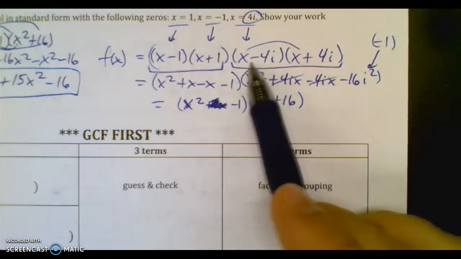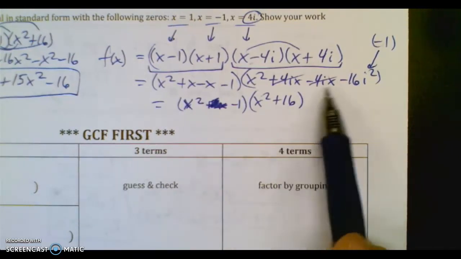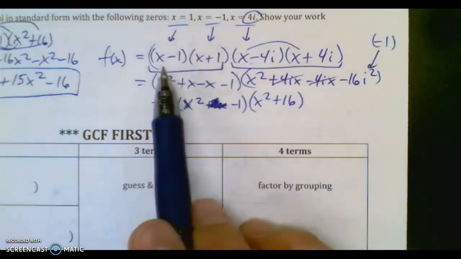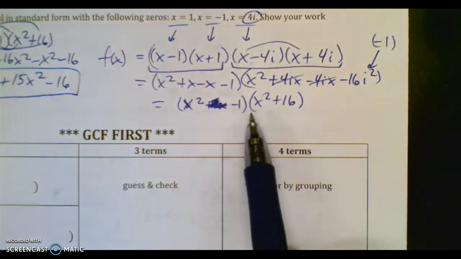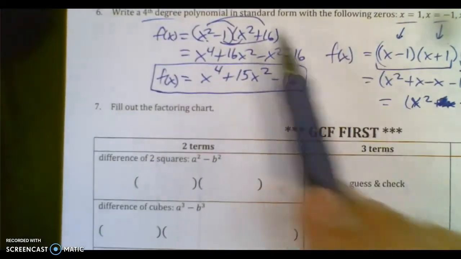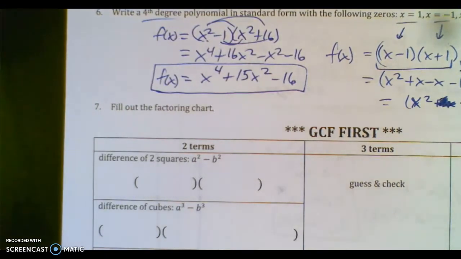Alright, so here's the work. I foiled this thing out and it ended up with x squared plus 16 because a bunch of stuff cancels. I foiled this thing out and the middle terms cancel, so it's left with x squared minus 1. And then I had to multiply those together. That's over here. Little foil, foil, foil, and you end up with this. Awesome. Alright.